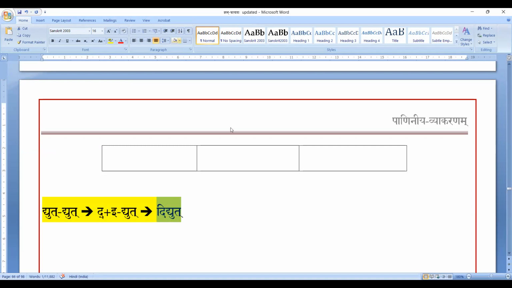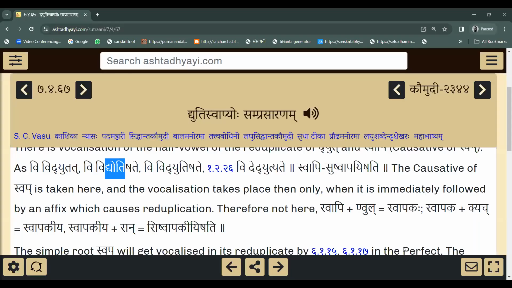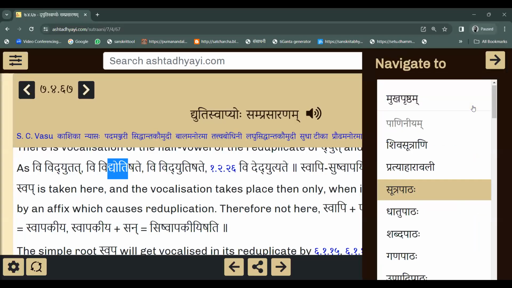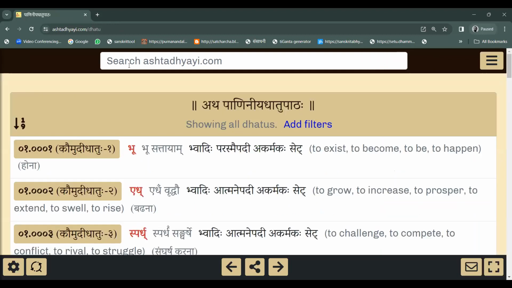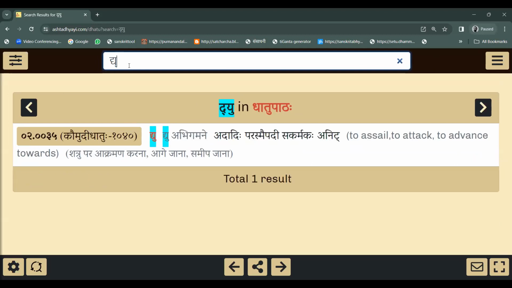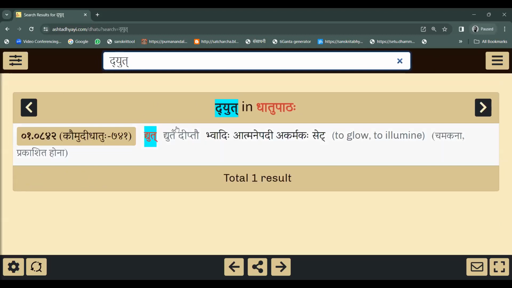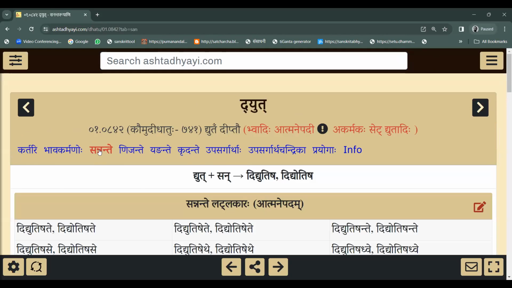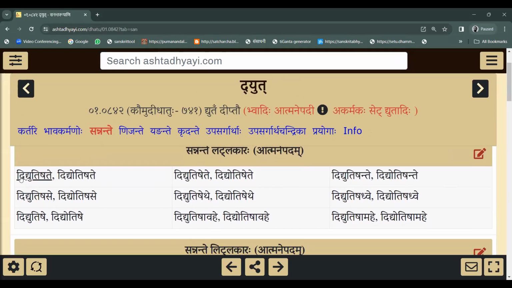Let us check this form. The sananta rupam of the dhatu dyut, deeptau. So in sananta, yes, it's Didyut only. So far it is correct. Didyut. And one more form is there. One more form where the dyu takes guna. Fine. The Didyu. So the form is correct. This is for one dhatu, the dyut dhatu.